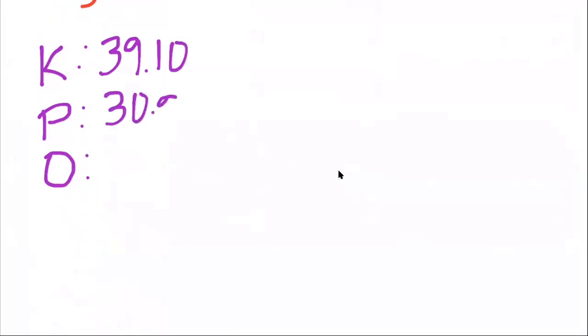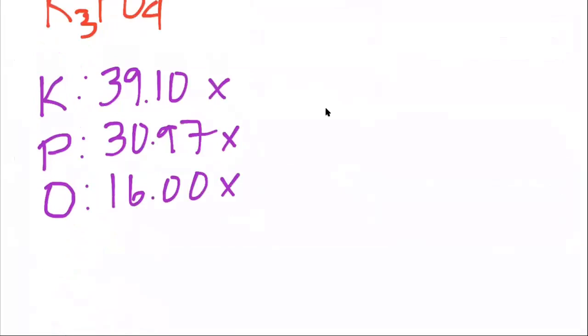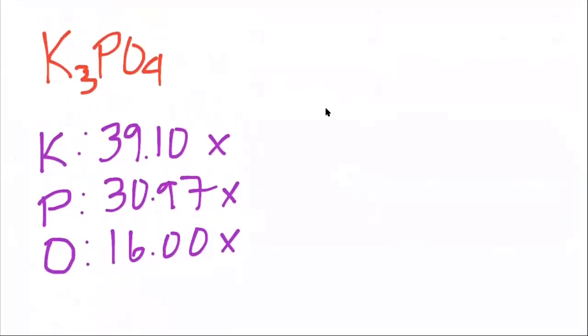So we have 39.10, 30.97, and 16.00. So now the next thing would be to multiply them by their subscripts. So if I scroll back up to the formula here, what do we multiply K by? 3. Okay, there's a 3 subscript right behind the K. So it gets multiplied by 3.